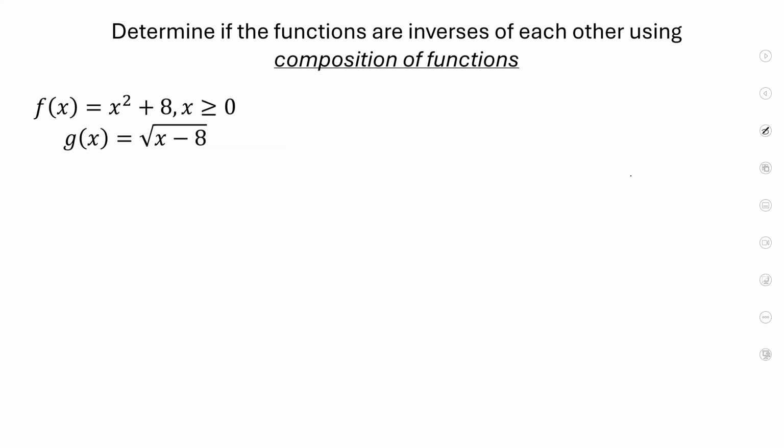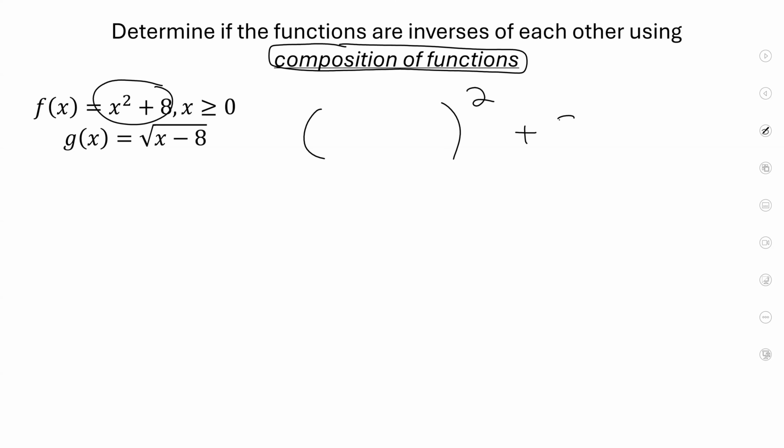Okay, now determine if the functions are inverses of each other using compositions. Compositions of functions. That means you put f inside of g, and then you put g inside of f. If you get x both times, that means they're inverses. So I'm going to write this nice and big. Everyone copy me. Write f big without the x.